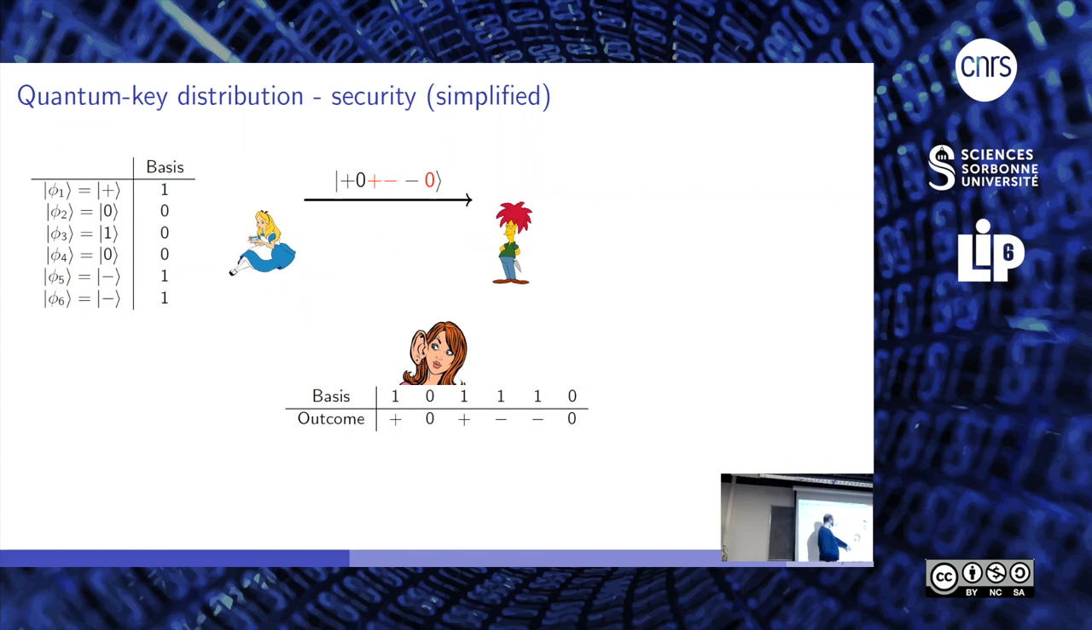Sometimes the outcomes are deterministic, but sometimes the outcomes are randomized, in particular when the bases of Alice and Eve are different. When these bases are different, this changes. So by doing a measurement, Eve is changing the quantum state. In the third position, Alice sent a 1, but Eve measured in the plus basis and had outcome plus. So the 1 that we have here became a plus. The other one is the same thing. Here, Alice sent a 0, Eve measured in the plus minus basis, and the outcome was minus. So the 0 became a minus, and so on. So in half of the positions, Eve has disturbed the quantum state.